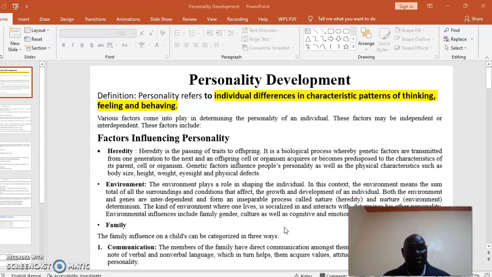Family. The family influences on a child can be categorized in three main ways. One, communication. The members of a family have direct communication amongst themselves. This helps children to take note of verbal and nonverbal language, which in turn helps them acquire values, attitudes, and beliefs that influence their personality.